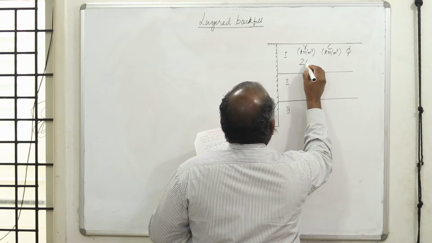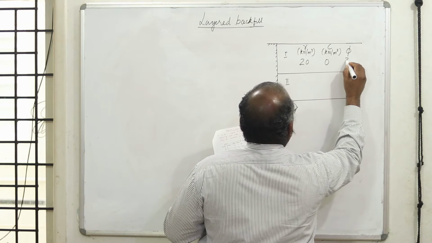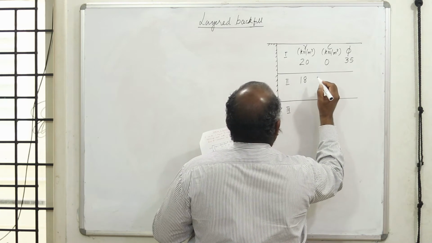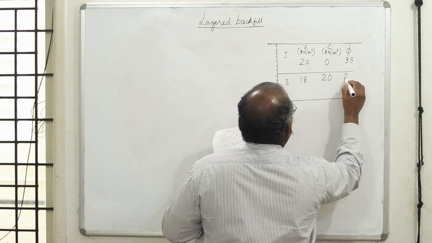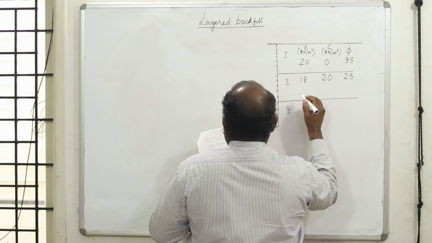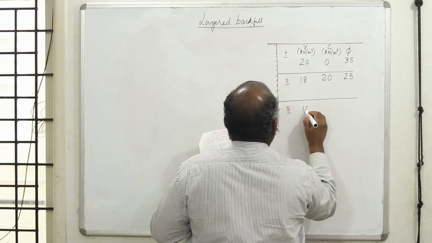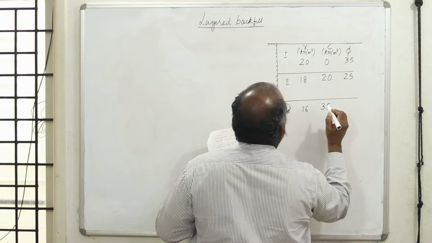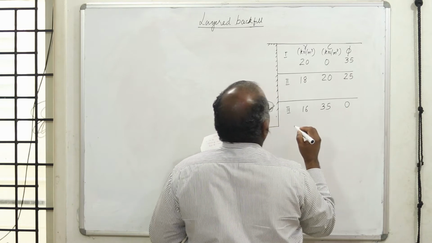For the first layer it is 20, it is a cohesionless soil, and for the second layer the unit weight is 18, it has cohesion of 20 kilonewton per meter square and phi value of 20. And the third layer you got unit weight 16 and C is 35 and phi is 0.